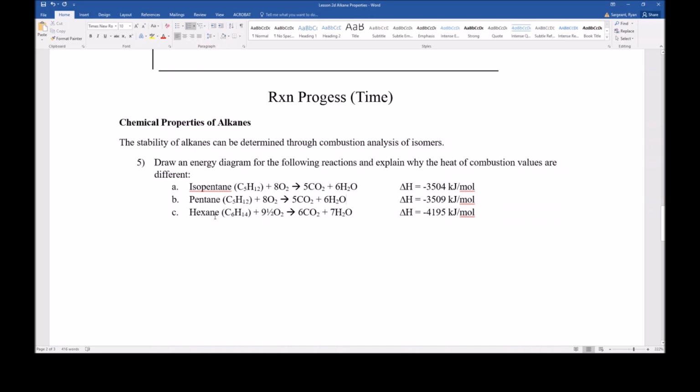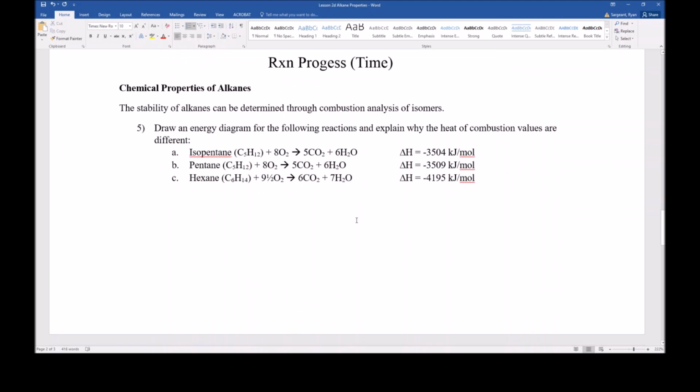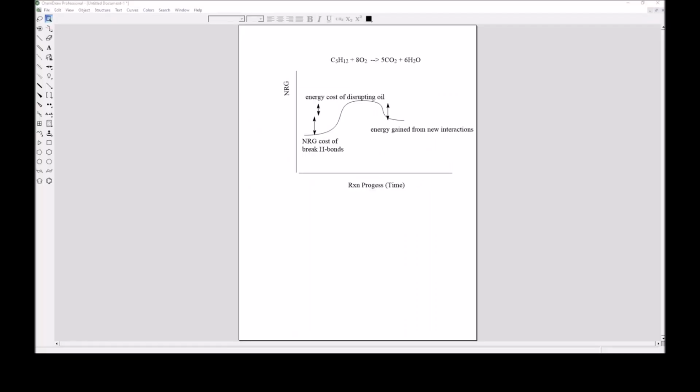And when you burn hexane, it's about 700 kilojoules per mole more than when you burn either of the 5 carbon constitutional isomers. And this brings back something that we saw with boiling point, that the most important factor in the examples we're going to look at is the number of carbons.